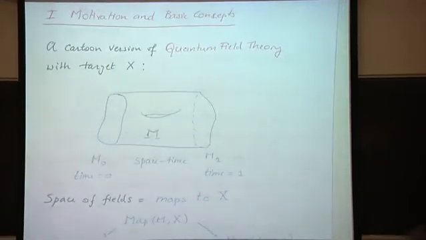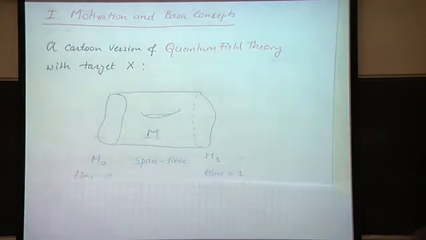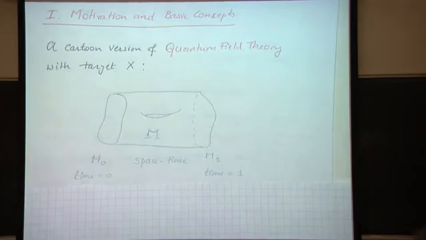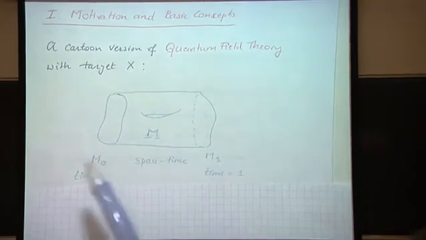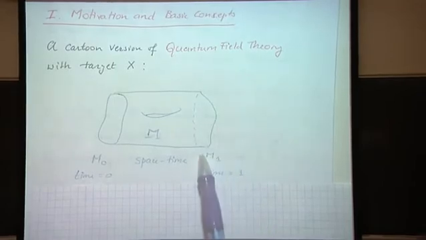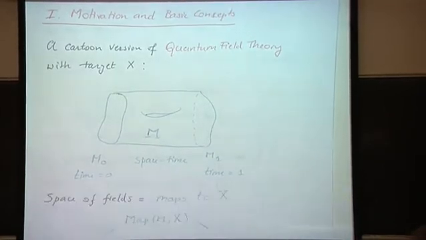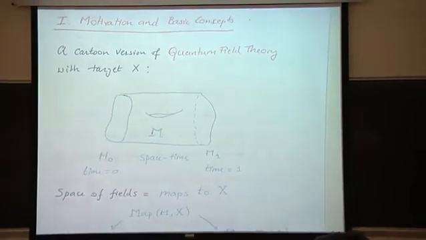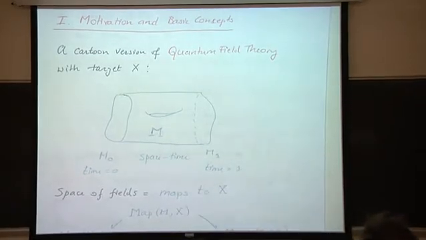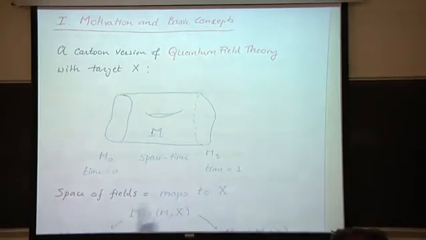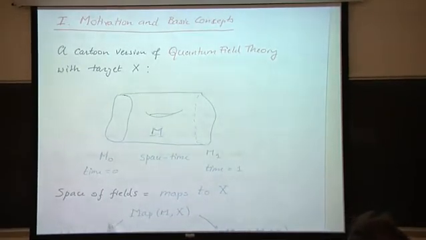So let's start by recalling a cartoon version of quantum field theory with target X. X is a space, a manifold, or lots of other things. M is going to be space-time, and we have the time 0 slice and the time 1 slice, so space-time continues to propagate. Quantum field theory will have a space of fields. These are the maps from M into the space of classical fields, maps from M to a target space X, which is fixed. M will vary.